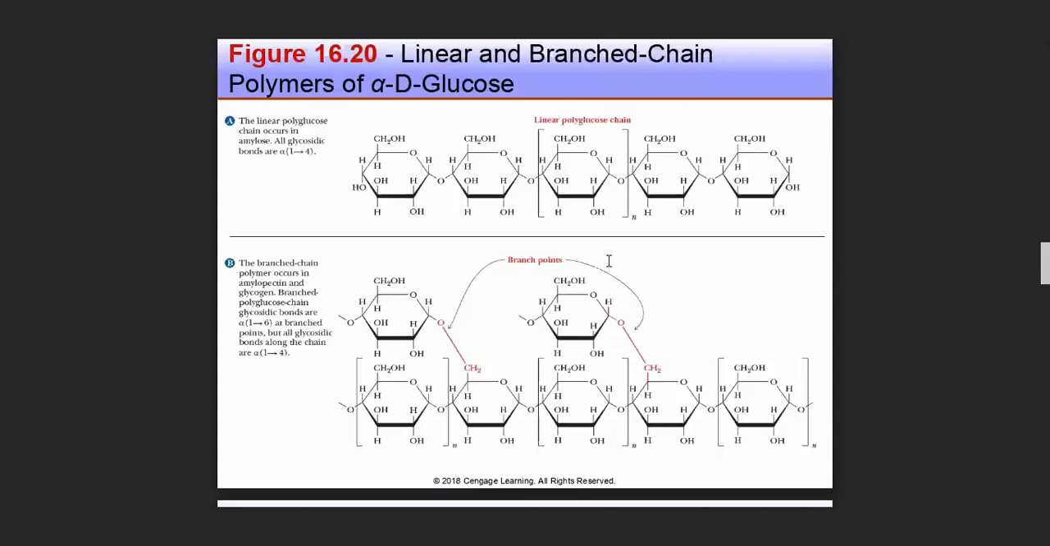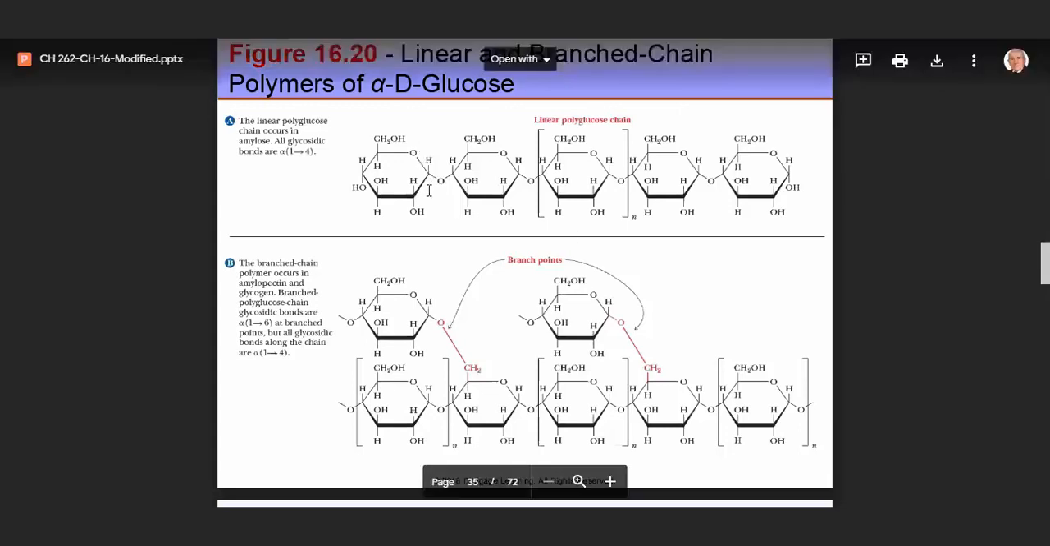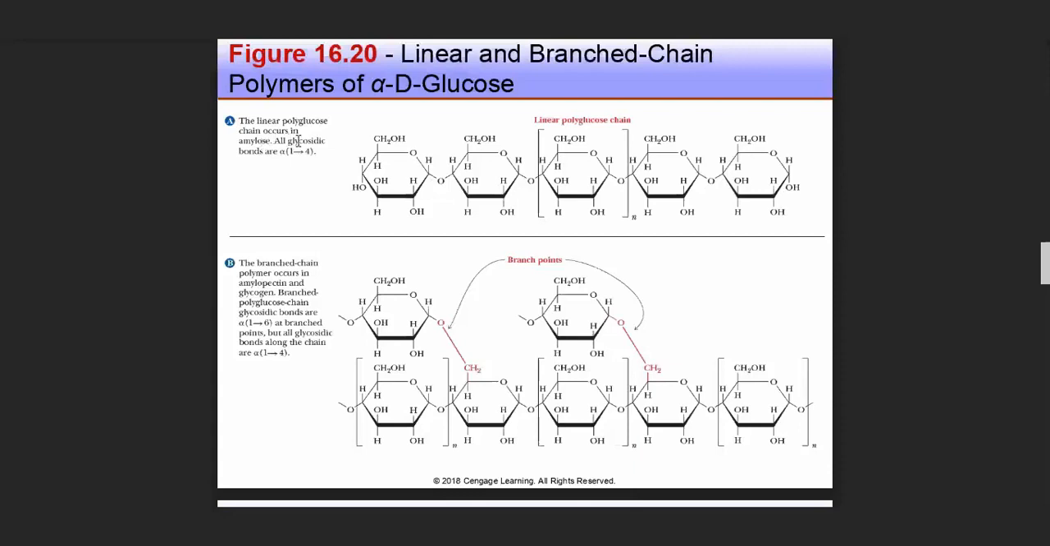Today we want to continue talking about carbohydrates. We reach this slide: linear and branched chain polymers of alpha-D-glucose. Notice that the linear polyglucose chain occurs in amylose. All glycosidic bonds are of the type alpha-1,4. However, the branched chain polymer occurs in amylopectin.